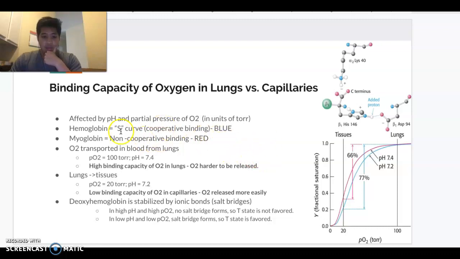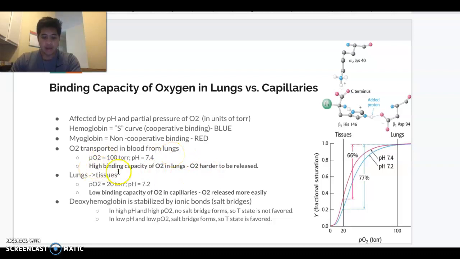So let's now move on to the binding capacity of oxygen in the lungs versus the capillaries. It is affected by both the pH and the partial pressure of oxygen, given in units of torr. You can see on the right on this diagram, hemoglobin is the S curve in blue, which denotes cooperative binding, and myoglobin, seen in red here, denotes non-cooperative binding. When O2 is transported in the blood from the lungs, it is done in conditions such that the partial pressure of oxygen is equal to 100 torr and the pH is equal to 7.4.